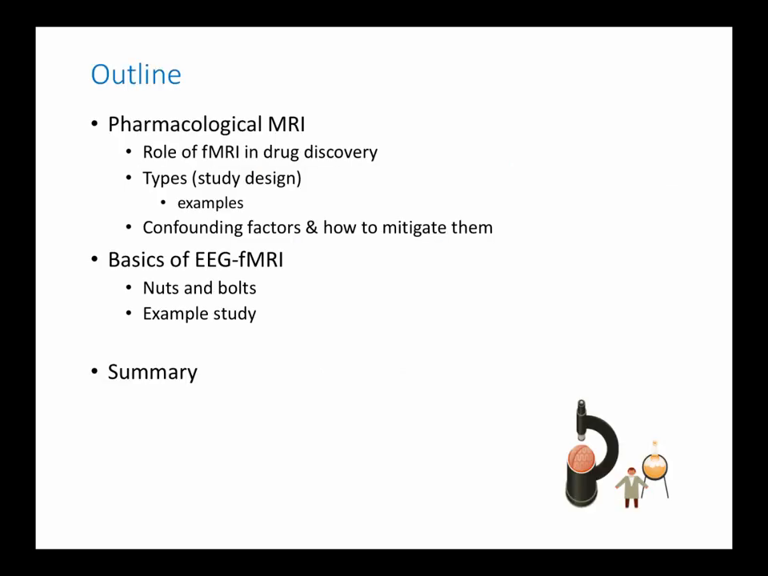So I'm going to start with describing what pharmacological fMRI is. It's pretty straightforward. The reason it could become very important and quite lucrative in the future, the different types of studies that you can do, a couple of examples, some of the confounding factors of using fMRI with drugs, and how to maybe control for those kinds of factors. And then go into some basics of EEG-fMRI, how to do it, and some of the issues with it, and then a couple of examples.